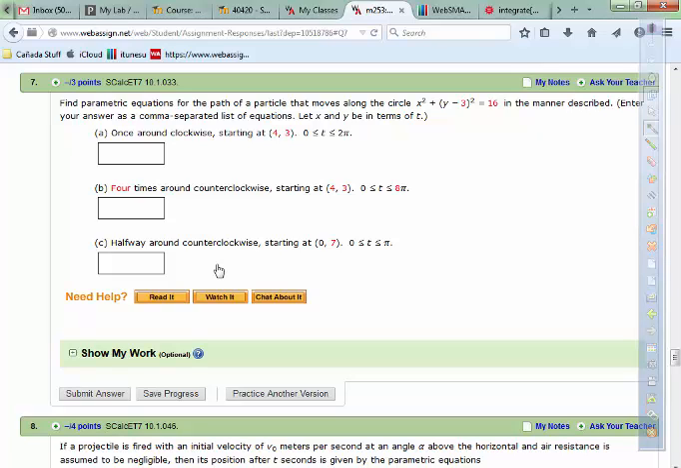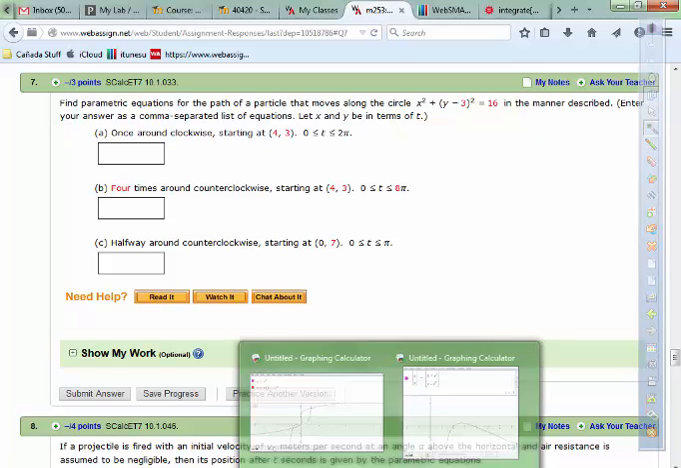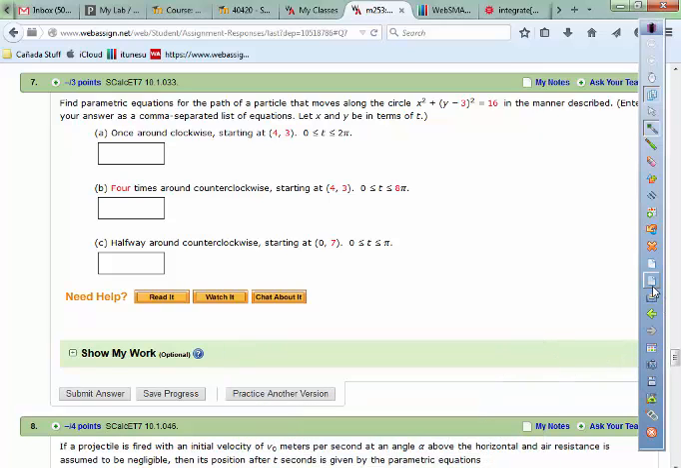All right, circles. Parametric equation, path of a particle that moves around a circle. And here they give a circle. Then enter your answer as a comma separated list of equations. X is equal to something, y is equal to something. So let's see if we could jot down a few things here.